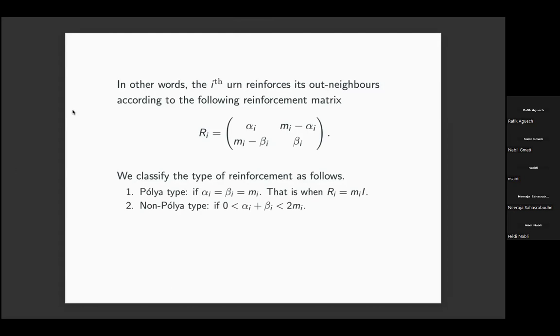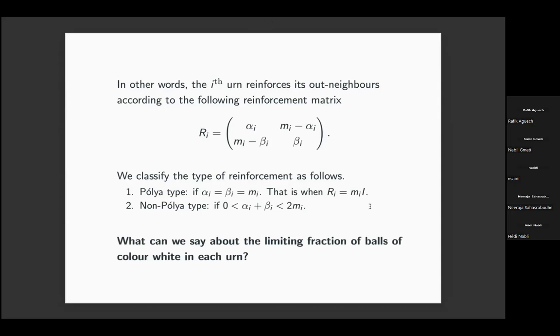Again, just to recall, I'm only looking at adding balls to the urn. So alpha I is less than or equal to mi, beta I is also less than or equal to mi. So alpha I plus beta I has to be less than or equal to 2mi. We are just looking at the case when it is strictly less than 2mi and strictly greater than 0. So these are the two types of reinforcements that we are looking at.